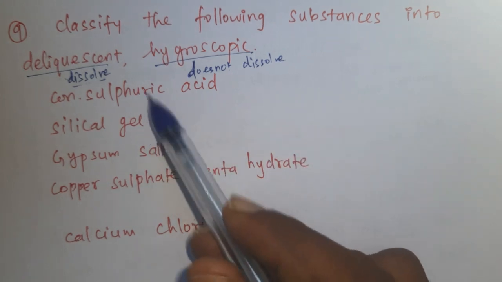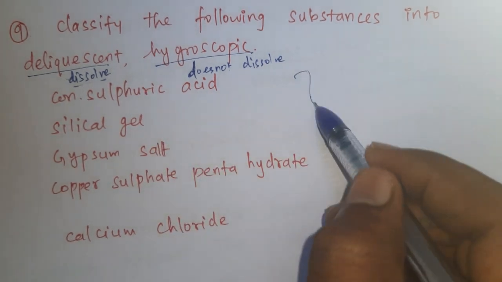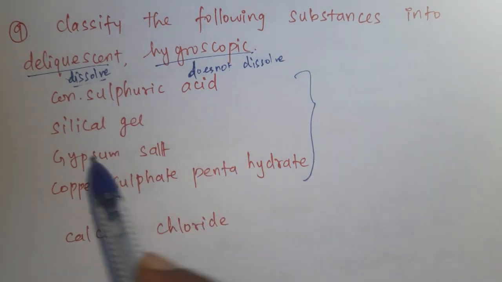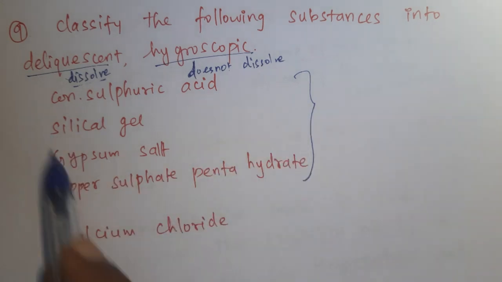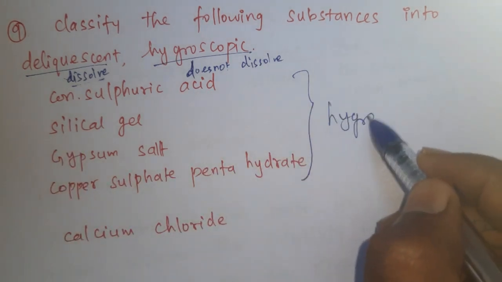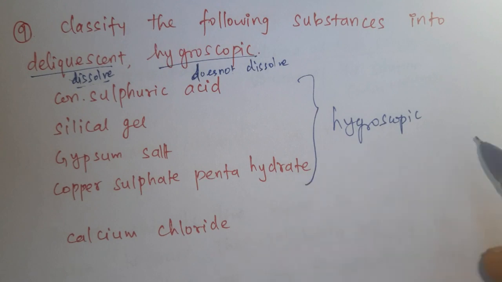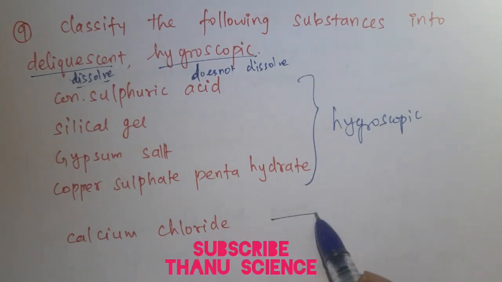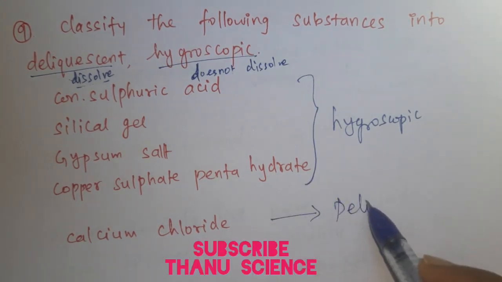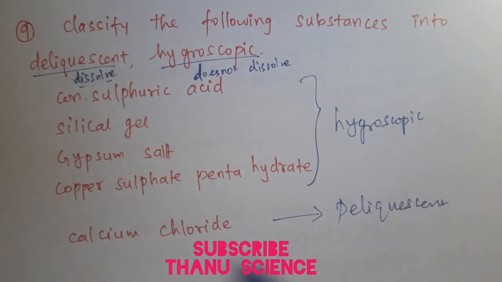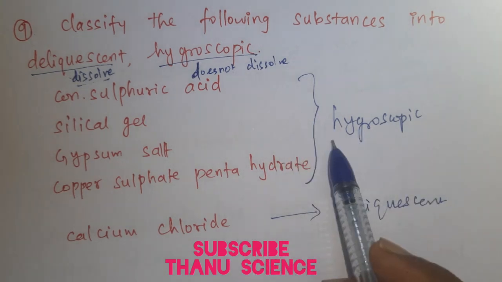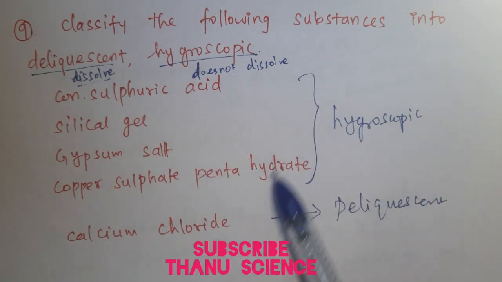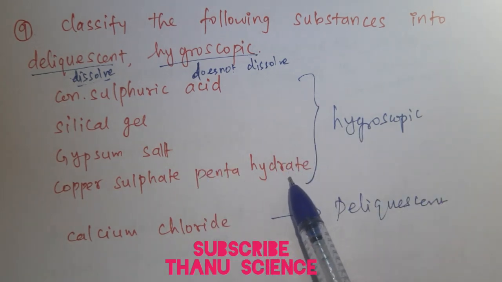So in the given substances, the first four, concentrated sulfuric acid, silica gel, gypsum salt, copper sulfate pentahydrate, are hygroscopic substances. Then calcium chloride represents a deliquescent substance, which is going to dissolve after absorbing the moisture from the atmosphere. But the hygroscopic substances do not dissolve after absorbing the moisture from the atmosphere.